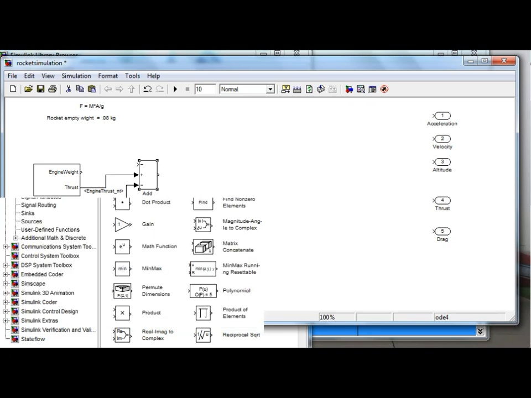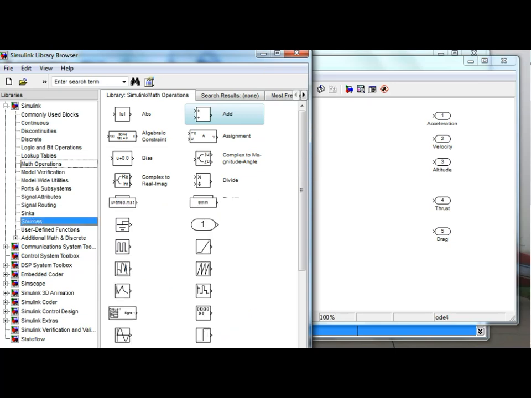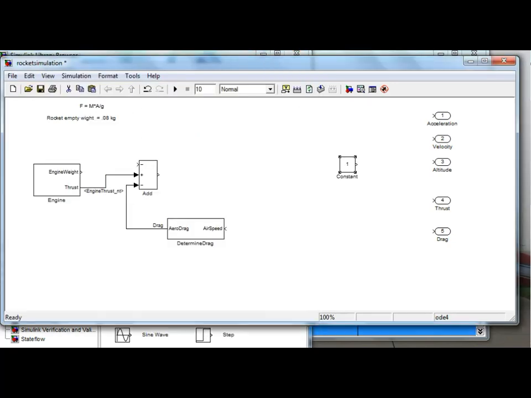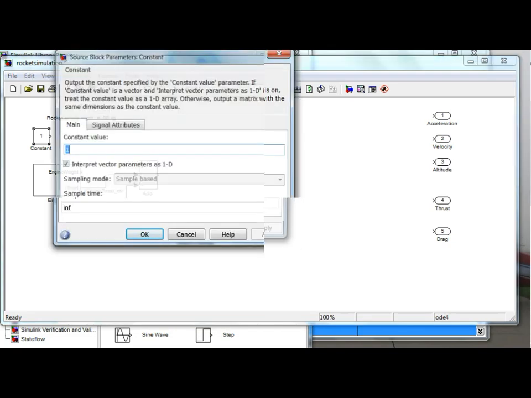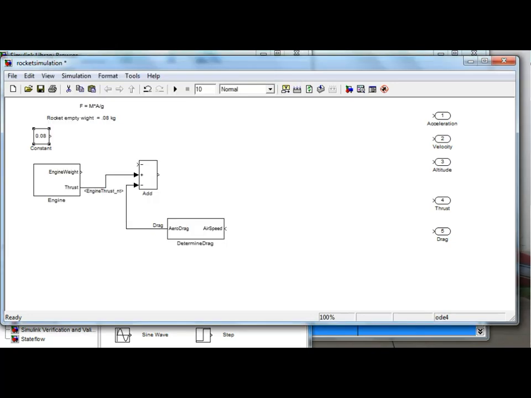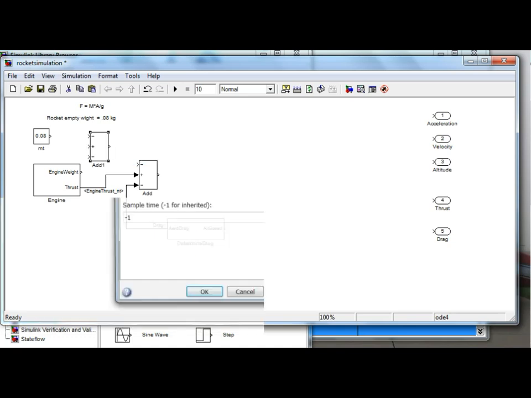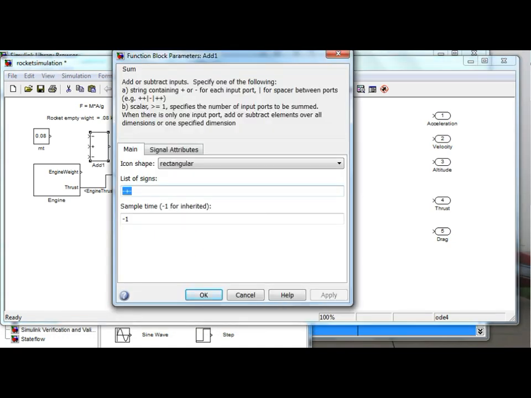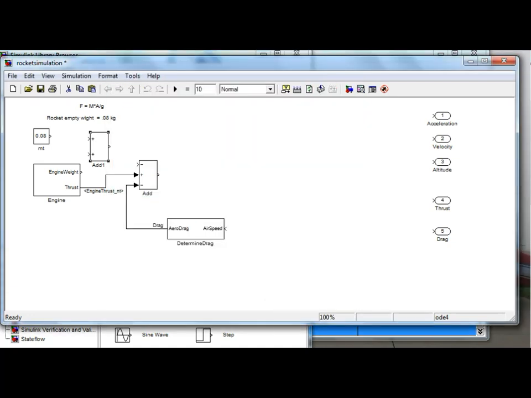I need the empty weight of the rocket. Sources, constant, and that's 0.08. To make this more universal, I would have made that a workspace variable, empty weight. And I can add the empty weight. Well, right click and drag and just change this to plus plus. I can add the empty weight to the weight of the engine at the current time, and I get the total weight.